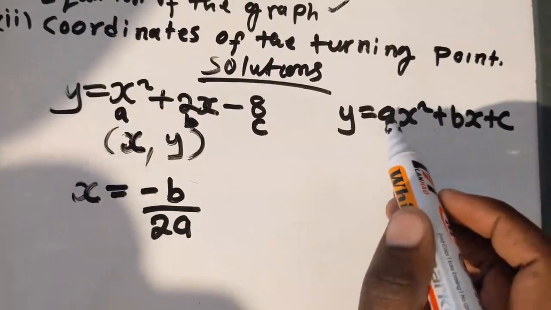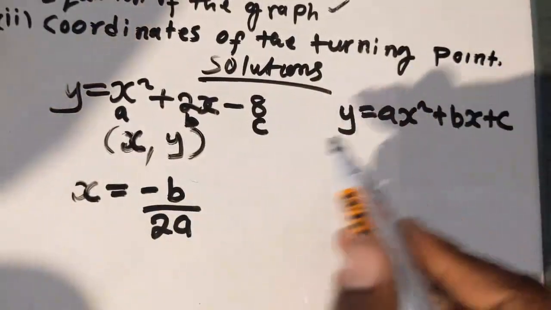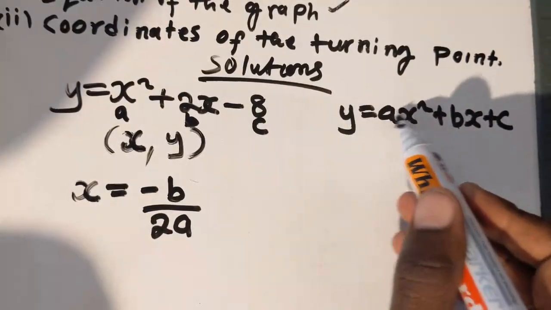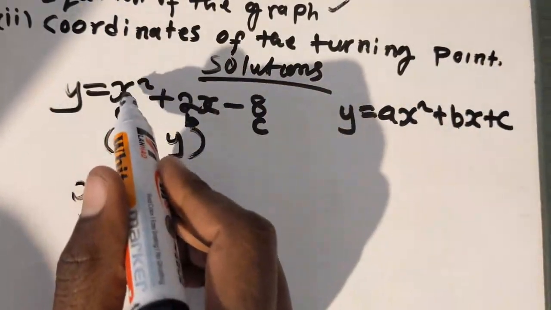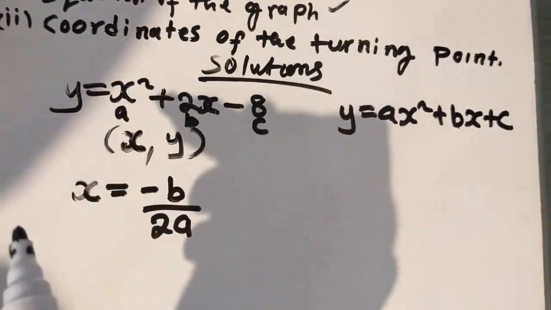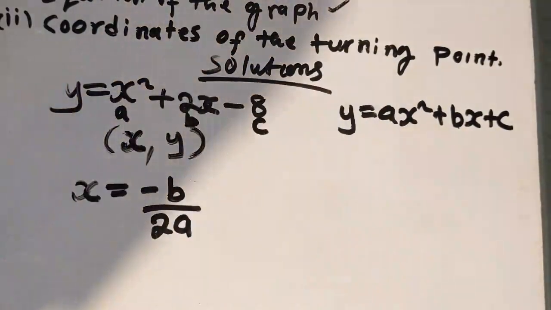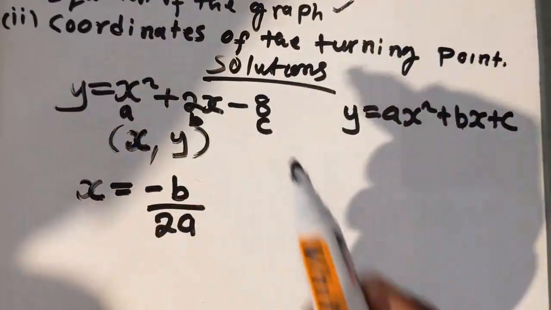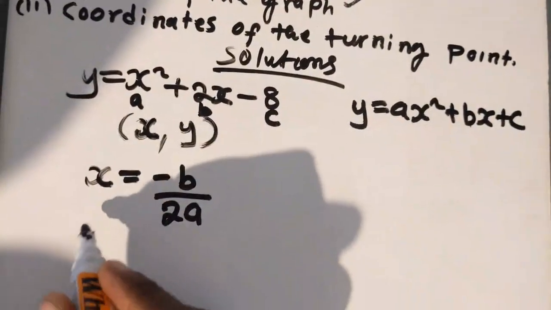So you only get the coefficients. The coefficients are the numbers attached to the letters. So a is attached to the letter x squared here. What number is attached to it? There is just 1, that is the coefficient. Here the coefficient is 2. Here it is negative 8.